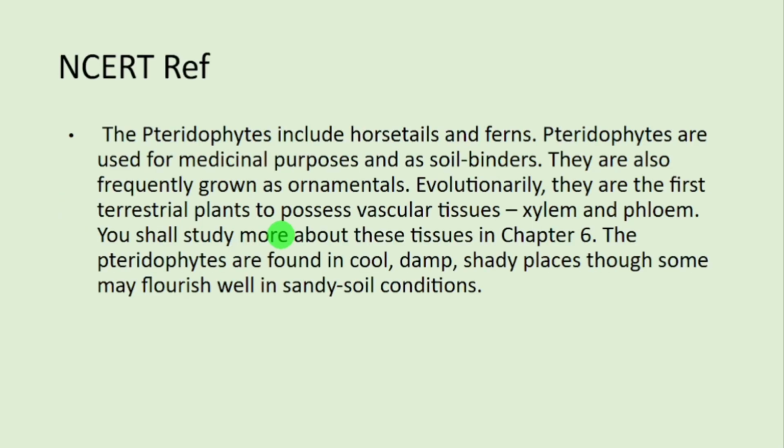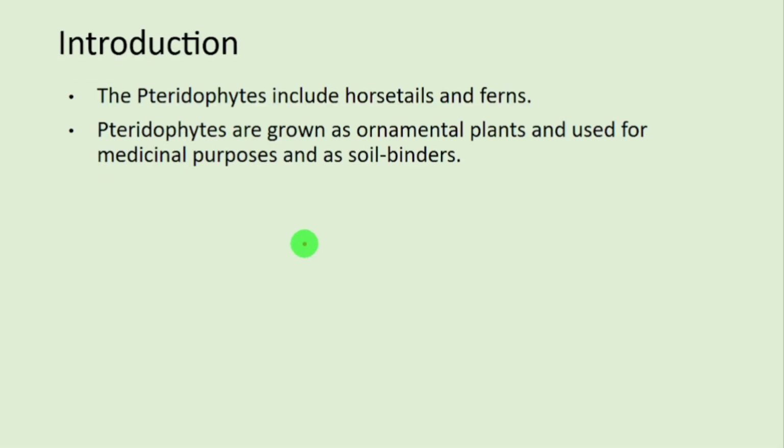Now we will start reviewing the NCERT lines. This is the first paragraph. So I have picked the important lines. The pteridophytes include horsetails and ferns. Pteridophytes are grown as ornamental plants. So these are the uses: used for medicinal purposes and as soil binders. So three important uses of pteridophytes.